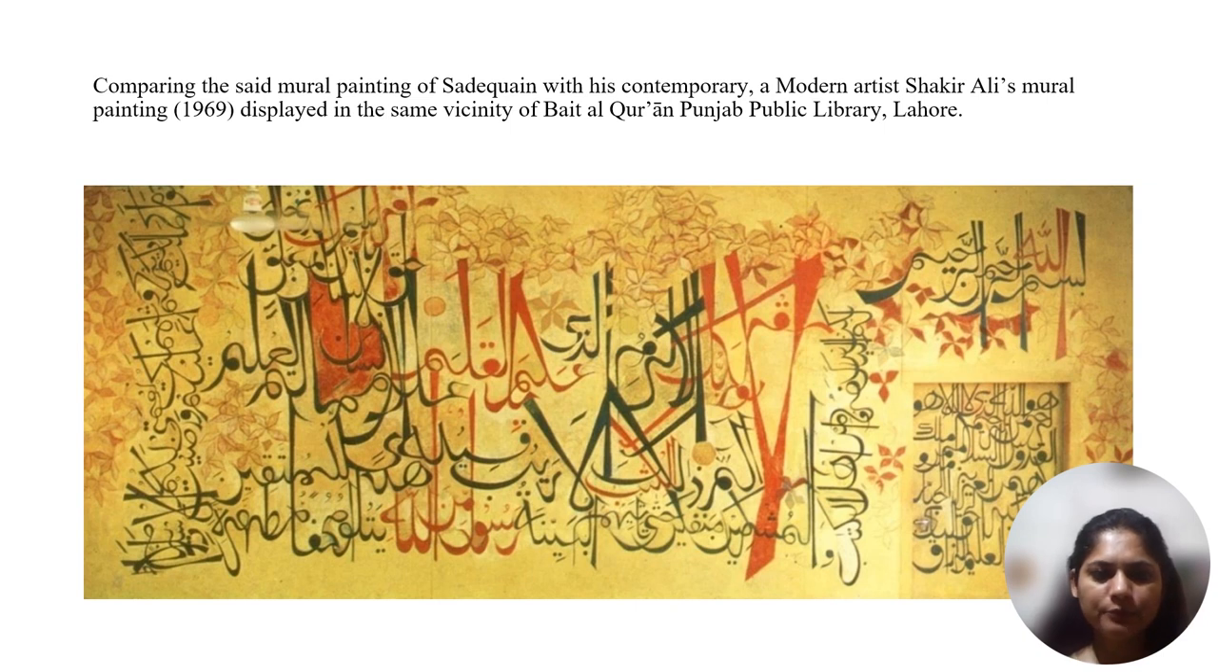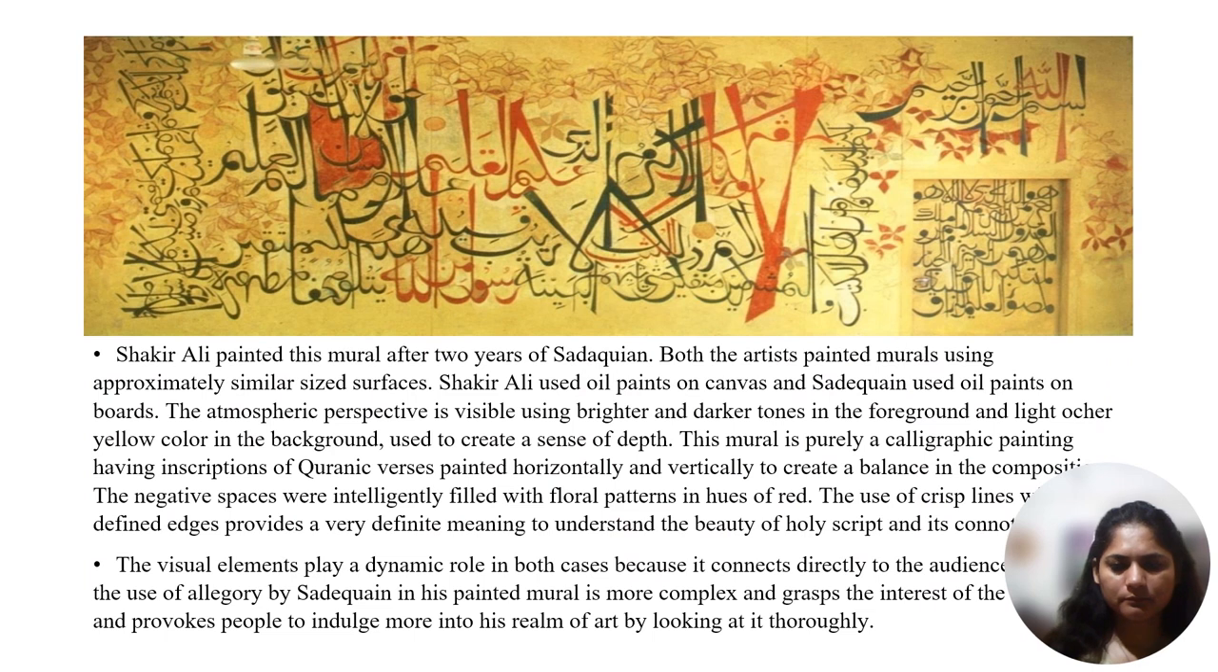Comparing the said mural painting of Sadakan with his contemporary, a modern artist, Shakir Ali's mural painting of 1969, displayed in the same vicinity of Baitul Quran, Punjab Public Library, Lahore, and you can see the image below. Shakir Ali painted this mural after 2 years of Sadakan in 1969. Both the artists painted murals using approximately similar size surfaces. Shakir Ali used oil paints on canvas, and Sadakan used oil paints on boards.